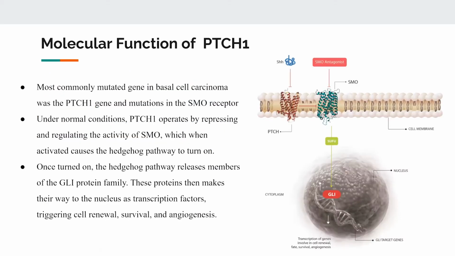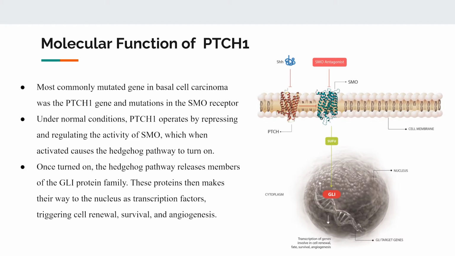So the most commonly mutated gene in basal cell carcinoma is the PTCH1 gene, along with mutations in the SMO receptor. Under normal conditions, PTCH1 actually represses and regulates SMO, because when SMO is turned on, it turns the hedgehog pathway on. So you have PTCH1, it represses and regulates SMO. When it allows SMO to turn on, SMO goes and turns on the hedgehog pathway.